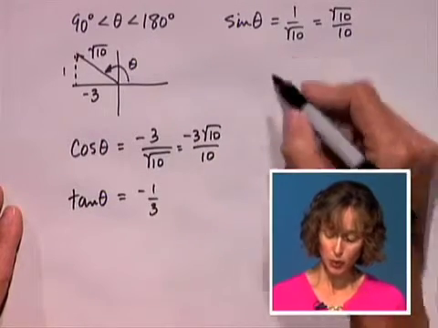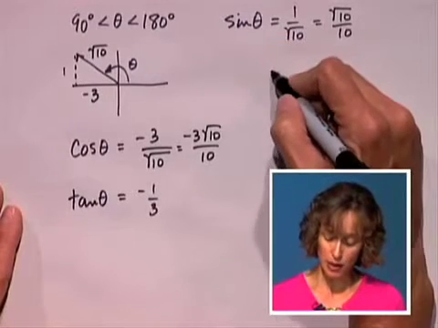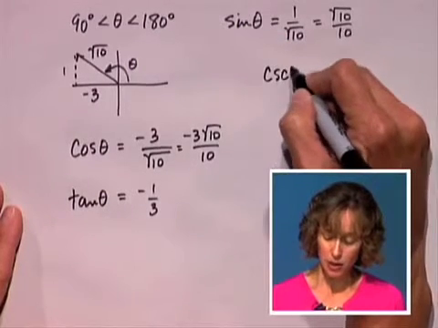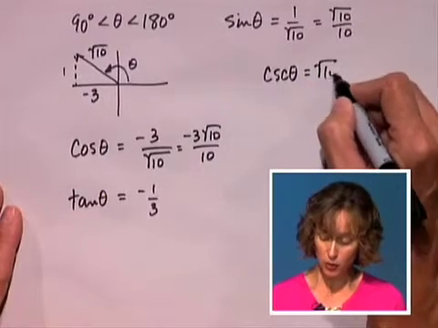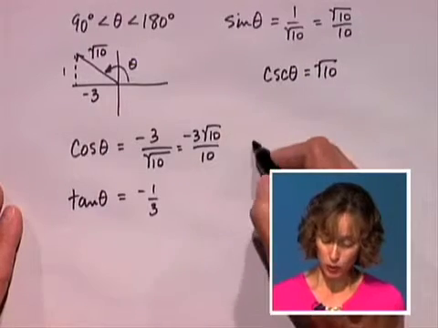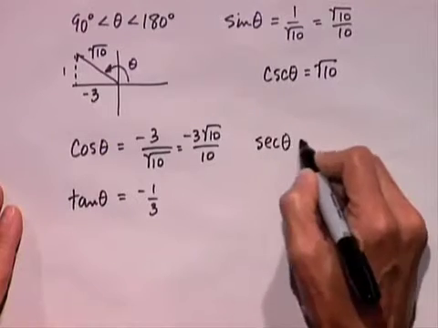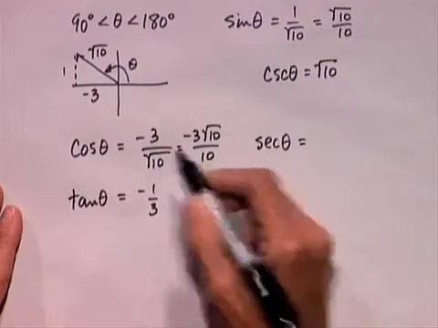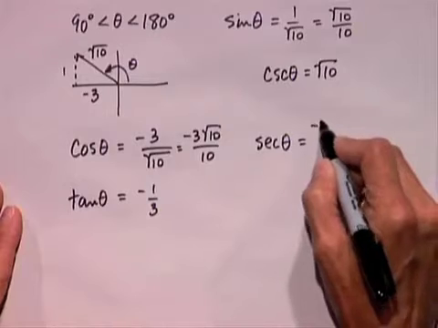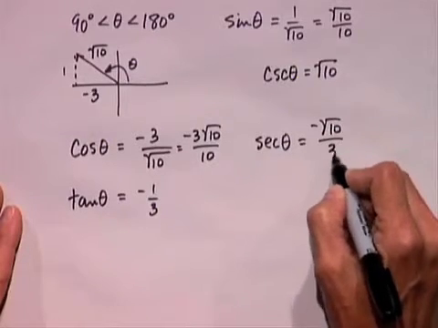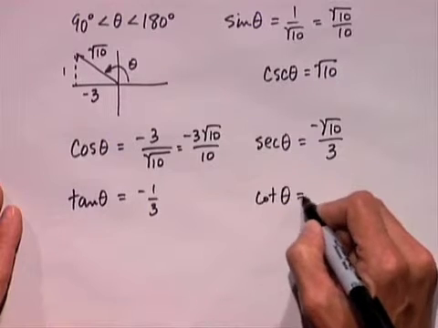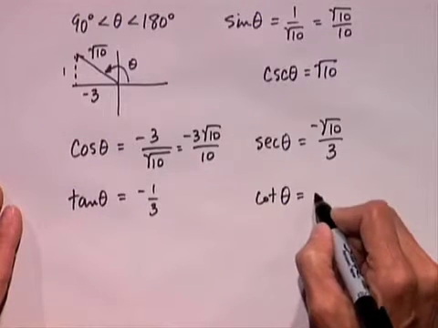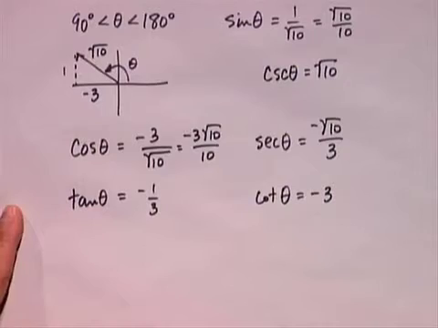Now using reciprocal identities, the reciprocal of the sine is the cosecant. The cosecant theta is going to be the square root of 10 over 1. The reciprocal of cosine is the secant, so the secant of theta is going to be negative the square root of 10 over 3. The reciprocal of tangent is the cotangent. The cotangent of theta is going to be -3 over 1, or just -3.